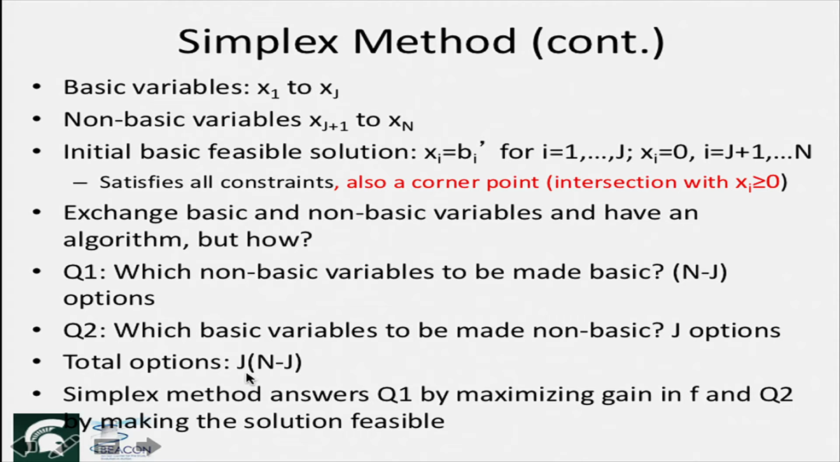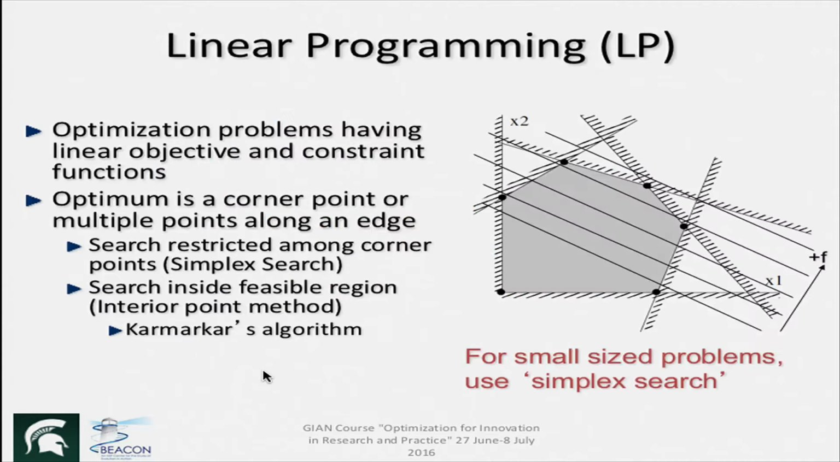So obviously there are a total of j times n minus j options, right? Because one of the ways you can choose the basic variable is j, because there are j of them. Once you've chosen that, there are n minus j variables you have to extend. So there are so many corner points that you are going to have. Okay. Now the first question is answered by maximizing the gain in f. So now you have one of the corner points. You have one of these corner points. Let's say this one. Okay. Now you're deciding where to go, whether to go here, here, here, here, or here.